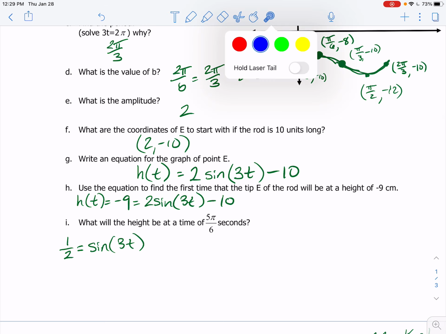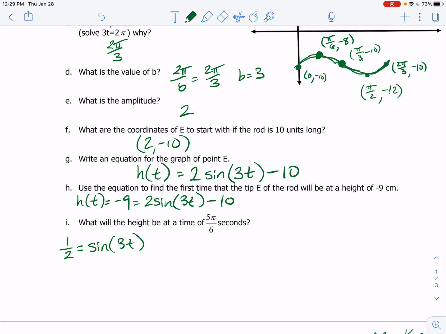So what you want to think about is a height of negative 9 is going to be here and here within the first rotation. Because this is negative 8 and this is negative 10, it's going to hit it there in the middle and there in the middle. If this goes on forever and ever, it's going to hit it infinitely many times. But we just care about within the first rotation.